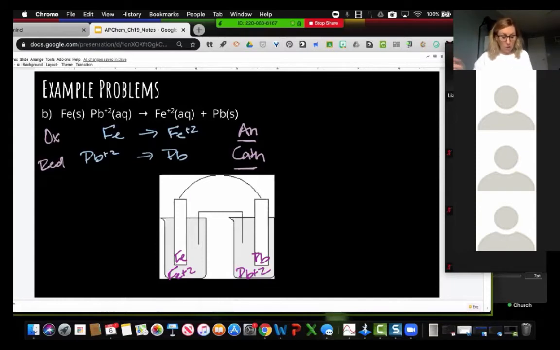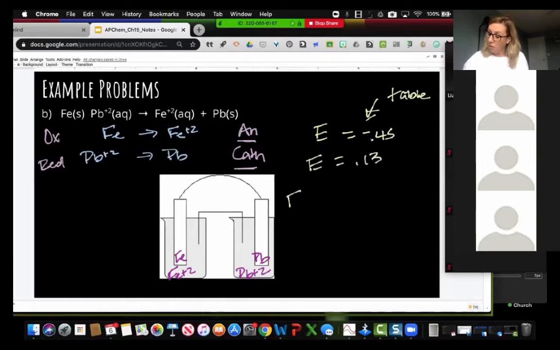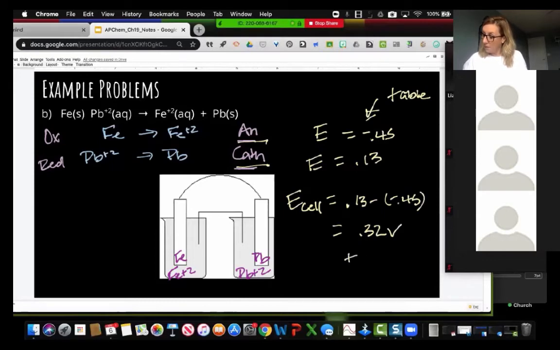Okay, so then we can go ahead and look at our overall values for this. The E for this one is negative 0.45, and these values come from the table, so I'm taking those straight off the table. The E for this one is 0.13. If I want the overall E cell, then I'm going to take cathode minus anode: 0.13 minus negative 0.45. That gives me an E cell of 0.32 volts. So positive E cell means spontaneous reaction.